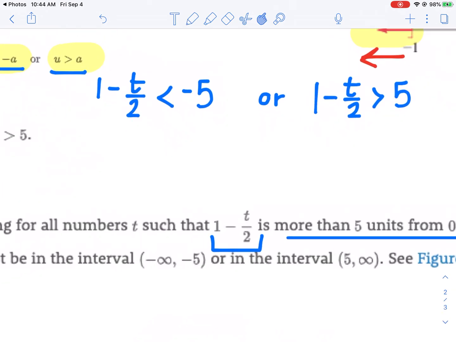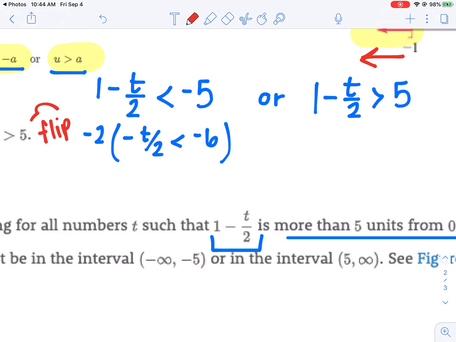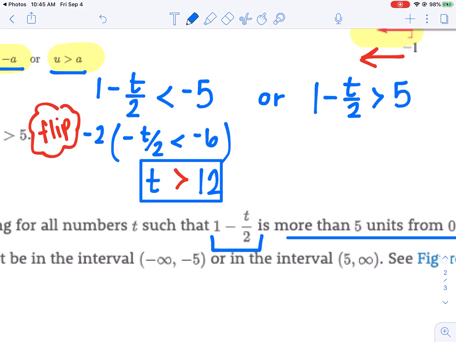Let's solve each one. I get negative t over 2 would be less than negative 6. I'm going to multiply both sides by negative 2. Look at me, I'm multiplying by a negative. So you're going to flip. I know it's silly, but you'll never forget. Flip your sign. So I end up with t is greater than 12. That would be my first inequality.